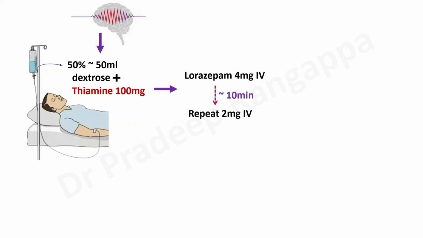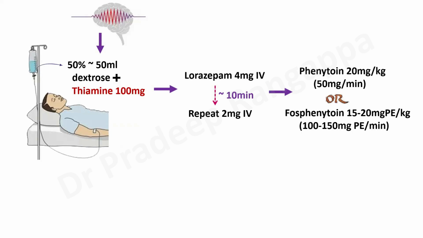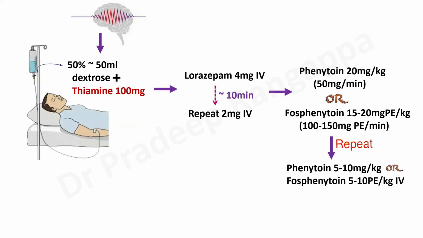And if seizures are not aborting in 10 minutes, we have to repeat 2 mg IV of lorazepam. After this, they need to be loaded with phenytoin 20 mg per kg at 50 mg per minute, or you can consider phosphenytoin at a dose of 15 to 20 milligram phenytoin equivalents per kg. And if seizure is not aborting even with phenytoin 20 mg per kg, you could repeat with phenytoin 5 to 10 mg per kg or phosphenytoin 5 to 10 phenytoin equivalents per kg IV.